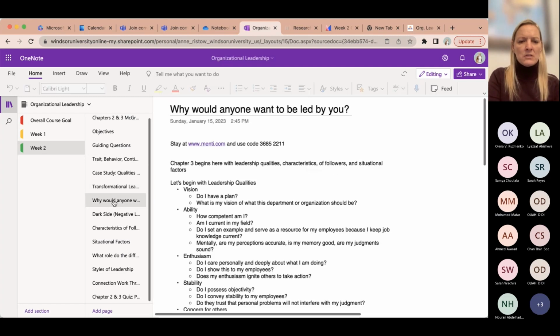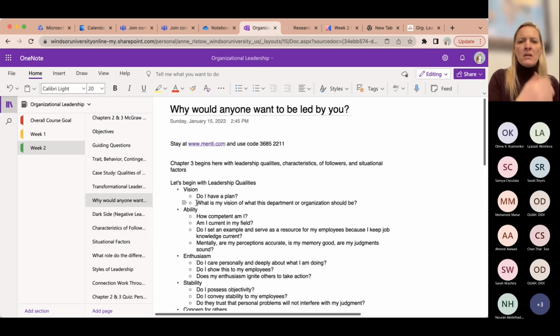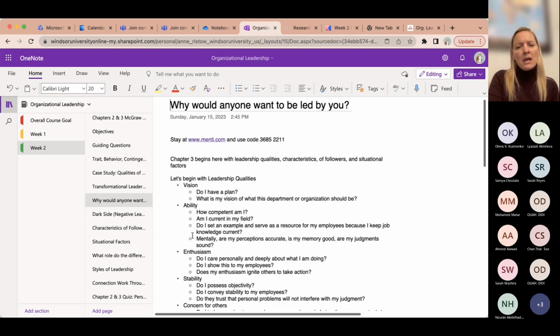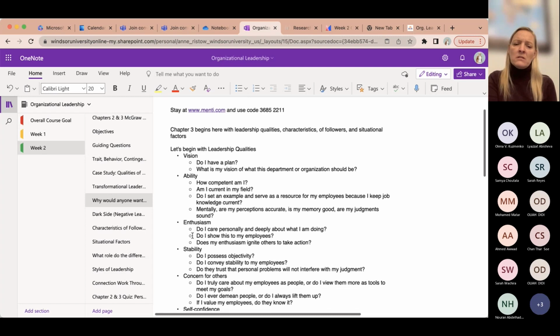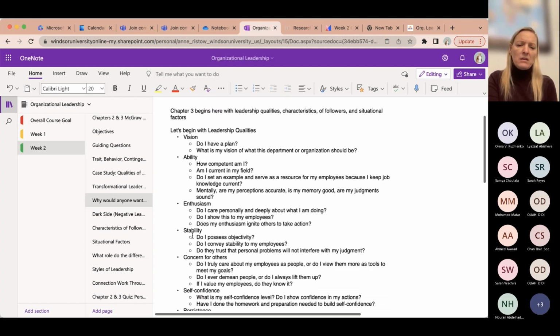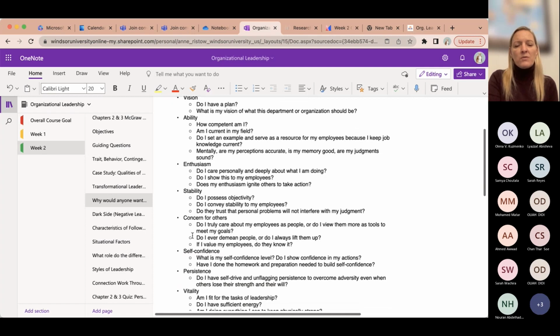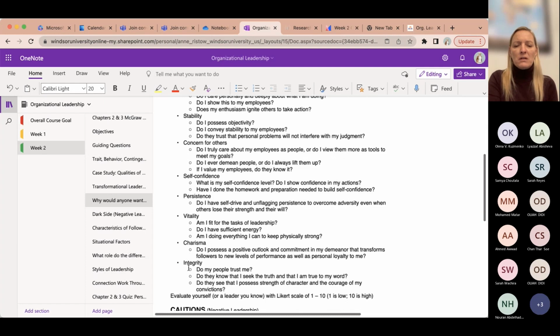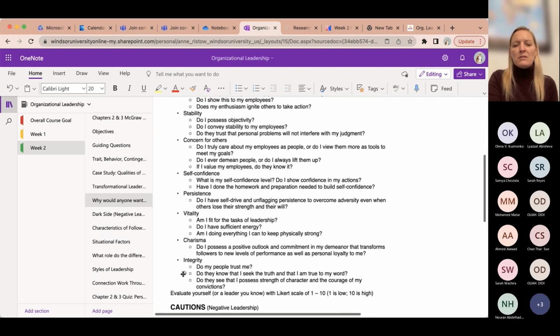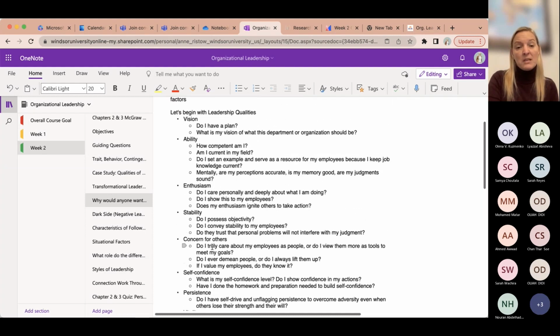And so then let's look at, and then we'll go into the Mentimeter in a minute, why would anyone want to be led by you? This is just a self-reflection portion for you to revisit throughout the course. And it takes those leadership qualities of vision and ability and enthusiasm and stability, concern for others, self-confidence, persistence, vitality, charisma, and integrity. And in the textbook, you can evaluate yourself or someone you know on all of these traits, all these characteristics.